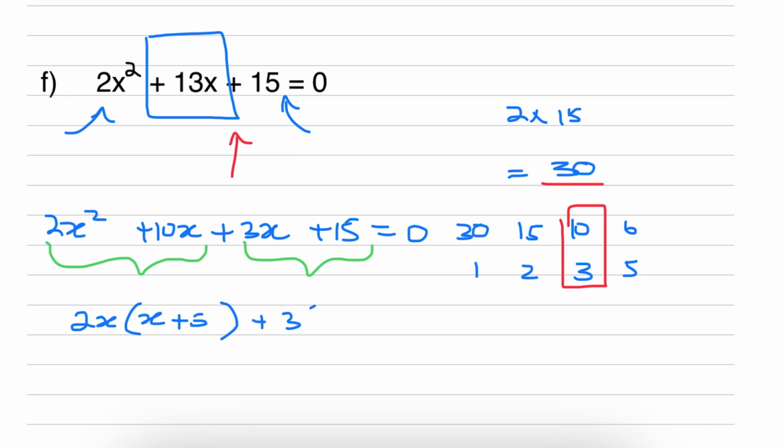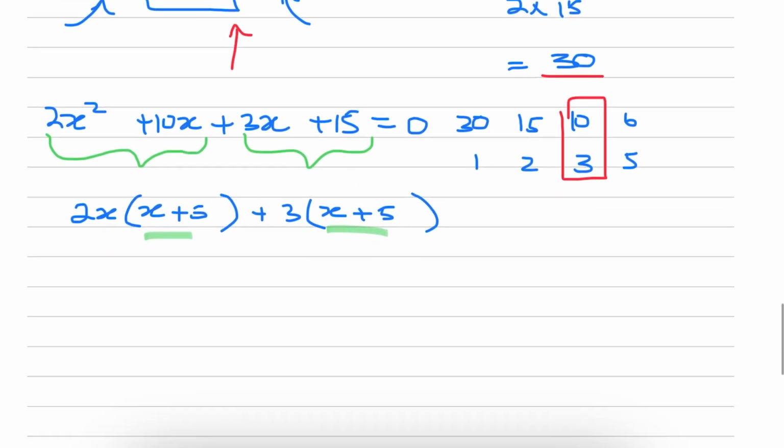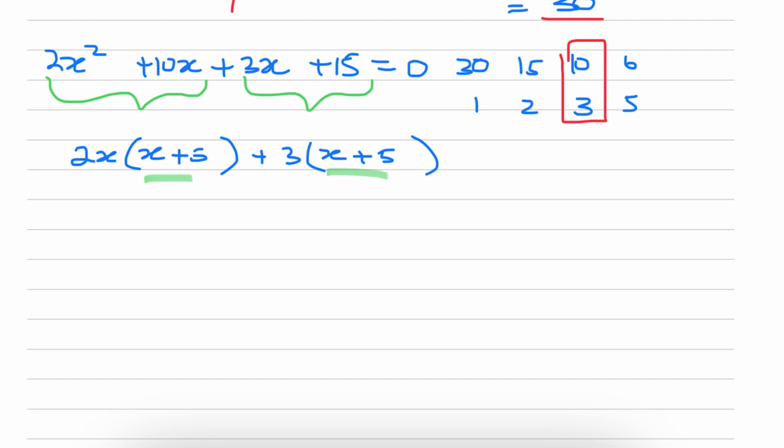Then factor out a common factor for the last two terms, which is 3. 3 goes into 3x and 3 goes into 15. In fact, it goes into 15 5 times. So again, we have the factors x plus 5. Right, now take out your common bracket as a common factor. Okay, so let's do this over here. We'll take out x plus 5 as a common bracket, and then that leaves me with the 2x plus 3. So in your next bracket, you'll write 2x plus 3.